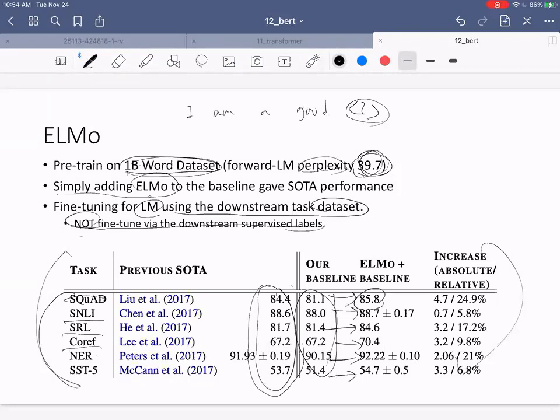So this actually shows the power of contextualized word embedding. It's no longer a fixed word embedding derived from word to vector glove. It's a model that can generate word embeddings on the fly given a sentence. And ELMo actually showed that it works. So it's a seminal paper.